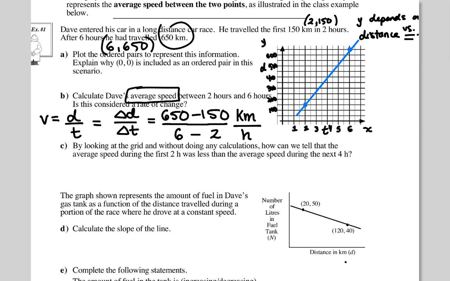What's 650 take away 150? 500. Thank you. And 500 divided by 4 is 125. So this is like highway speed. 125 km per hour.